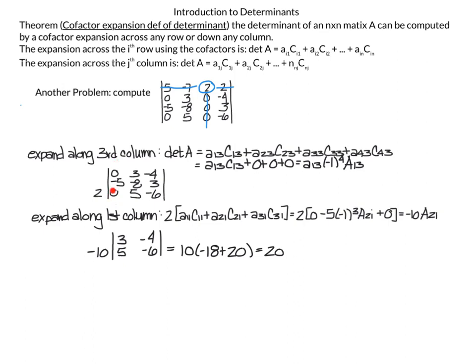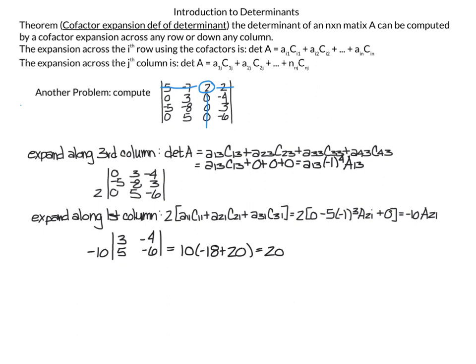So now again, because there are two zeros here, we're going to expand along the first column. So we have our 2 times the first column: A11, C11, A21, C21, A31, C31, and A11 and A31 are 0. So we're left with 2 times A21, which is negative 5, and then our negative 1 to the 2 plus 1 is 3, and then A21, plus 0. So this is going to be 2 times negative 5, so that's negative 10, A21.